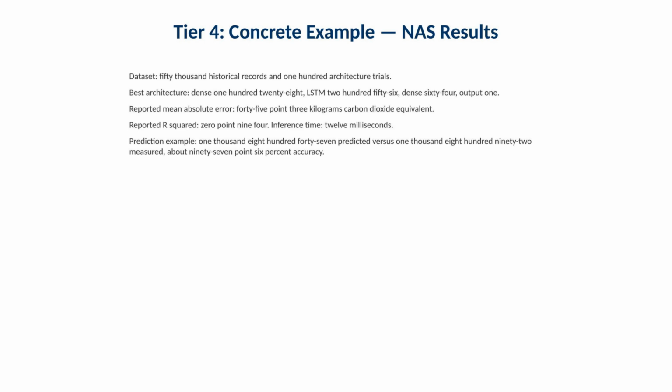In a real-world example with total distance 2,450 kilometers, truck share 40%, rail share 60%, 3 active facilities, and 78% capacity utilization, the model predicts 1,847 kilograms with about 45 kilograms uncertainty. The actual measured value is 1,892 kilograms, corresponding to 97.6% accuracy.